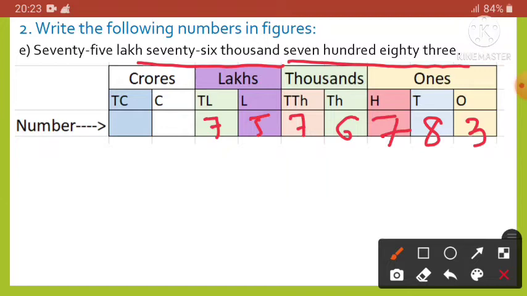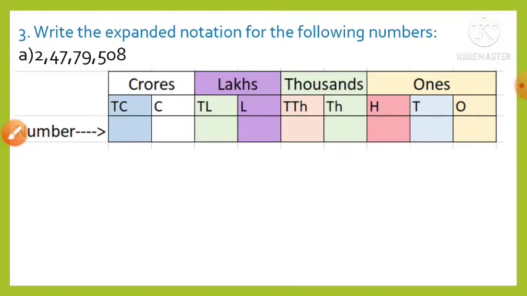Now we have to put the commas. Okay, and we know how to put the commas. We have to put the commas after every period. So here 75, then comma, 76, then comma, and 783. Okay, got it? Okay, next.